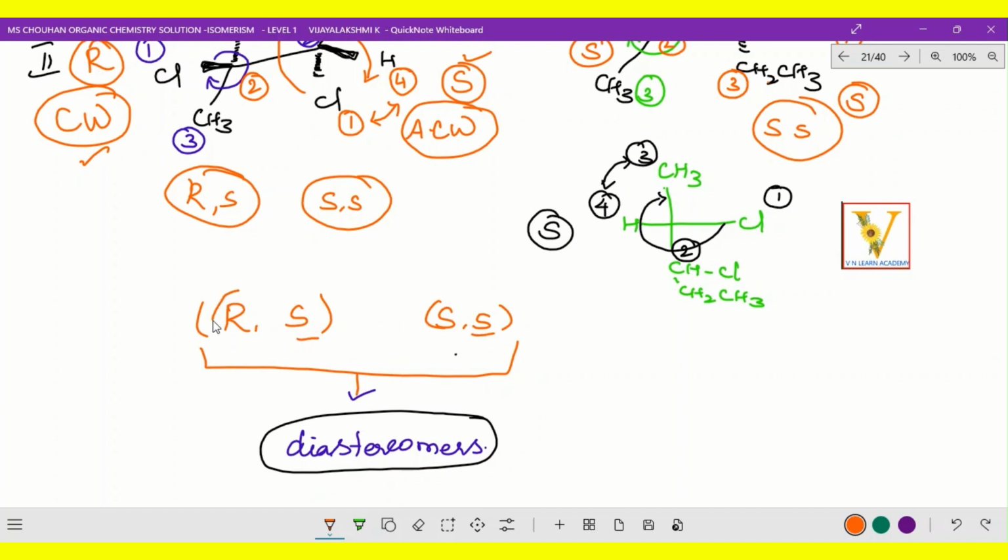The first one is R and S, and when we see that difference, one center is fixed and the other has changed. It is a spatial arrangement, and it is not a mirror image. So that means they are diastereomers. The second option will be diastereomers.